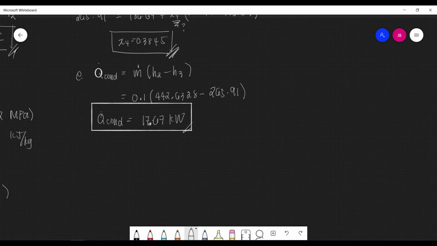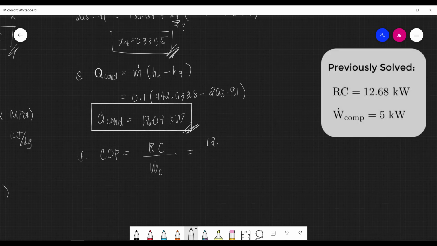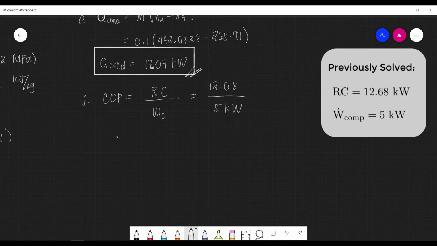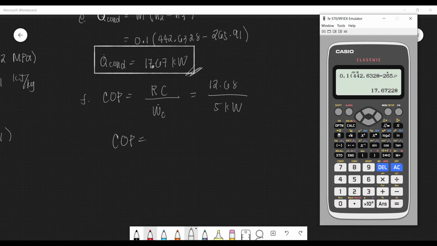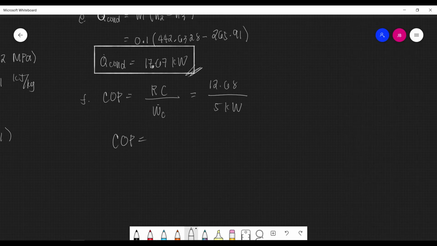Finally, for letter F, we are going to solve for the COP, which is just equal to the refrigerating capacity divided by the compressor power input, is equal to 12.68. The compressor power input is equal to around 5 kilowatts. So, if that is the case, what is our COP? So our COP is going to be 2.536.